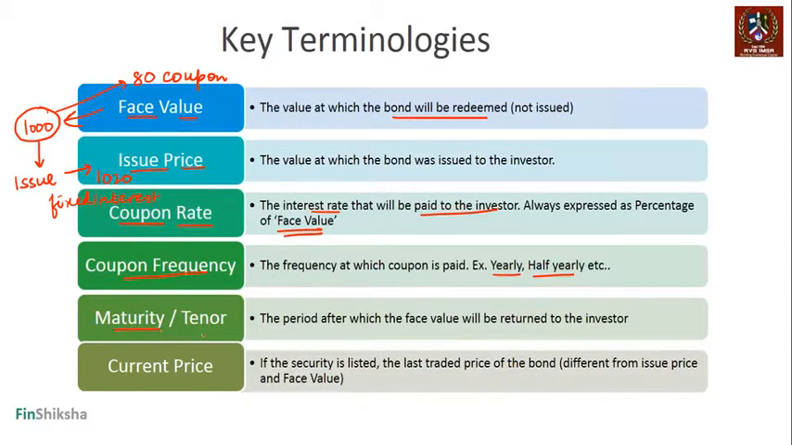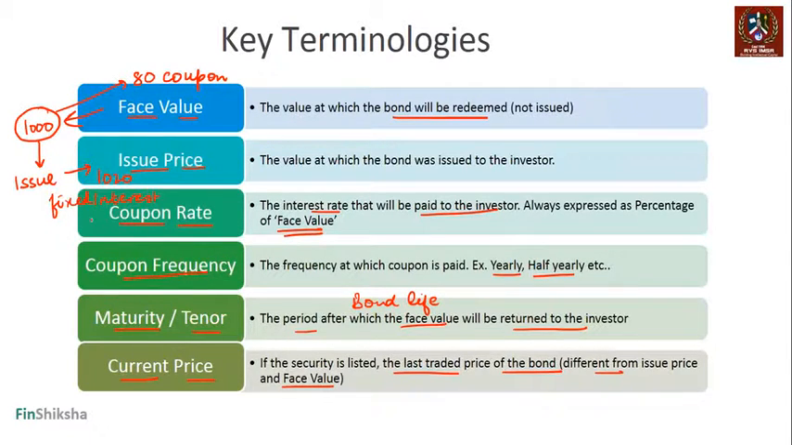Then we look at what is the maturity or tenor, which is the period after which the face value will be returned, or basically the bond life. What is the duration, the total term for which the bond is outstanding? In other words, the period for which we have lent the money, right? And then if the bond is trading in the market, what is the current price of the bond? If the security is listed, it is the last traded price of the bond. There is a fair possibility that this current price is different from the face value and issue price, right? So that's a quick recap of the key terminologies that we remember.